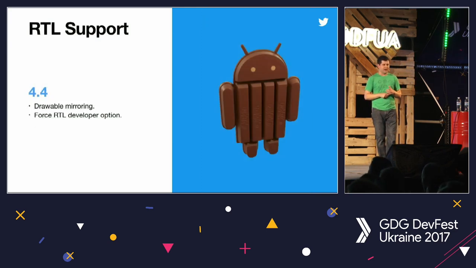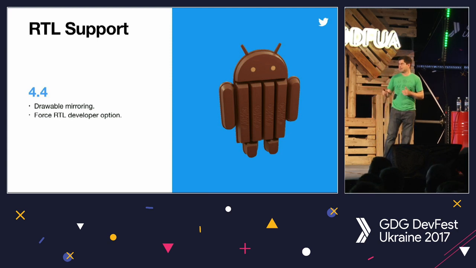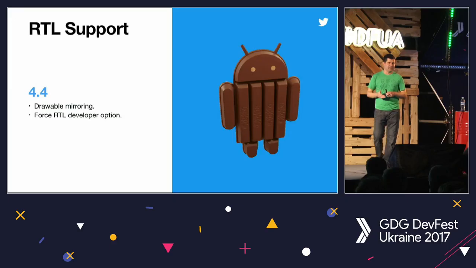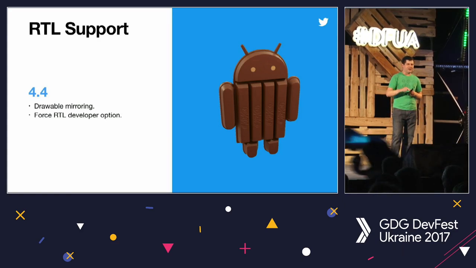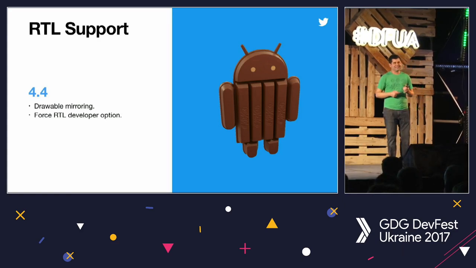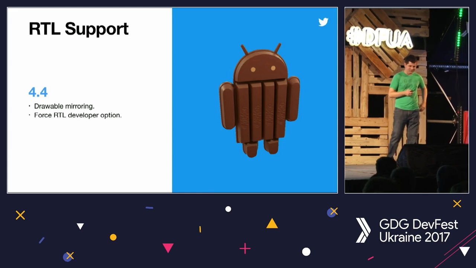And then there's also drawable mirroring. In some cases, you might want to just flip the image to mirror it. I've never had a use for that. But the one useful feature I find is the force RTL option. You can go into settings, force RTL, and it'll take whatever default locale you're already on, but lay out everything right to left. That helps you find bugs. And it's really useful because before, I'd have to switch my phone to Arabic, and then I couldn't find the setting to get back to English. So that was a little troublesome.